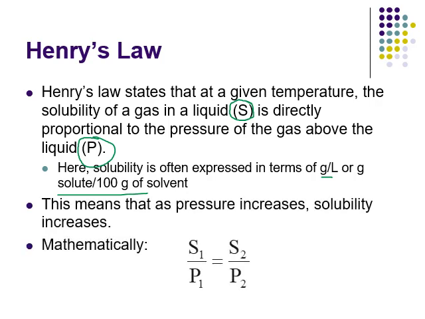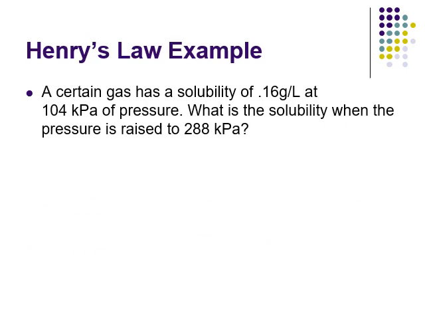And mathematically, Henry's law is seen as this. S1 is the initial solubility of that gas, and P1 is the initial pressure. So at this pressure, this is the solubility. S2 is the new solubility, almost always what we're solving for. P2 is the new pressure, and sometimes you're solving for that. So you do have a little bit of algebra to do here. You will generally be solving for either S2 or P2. We're going to walk through an example of this.